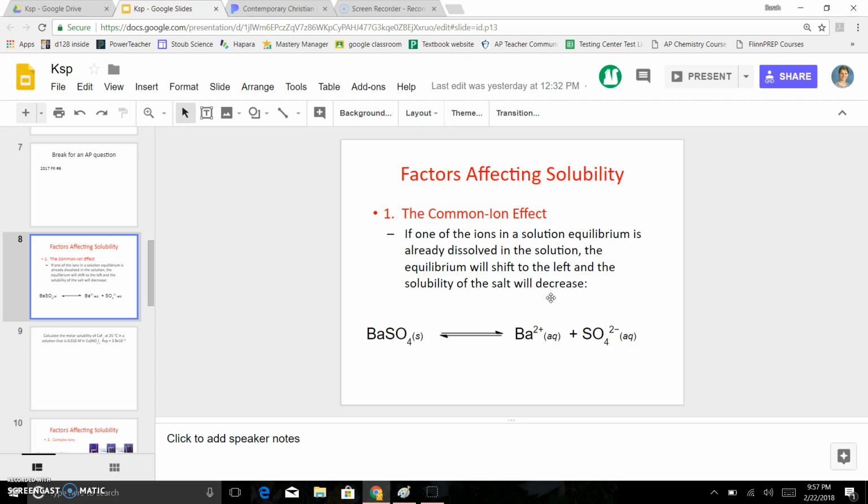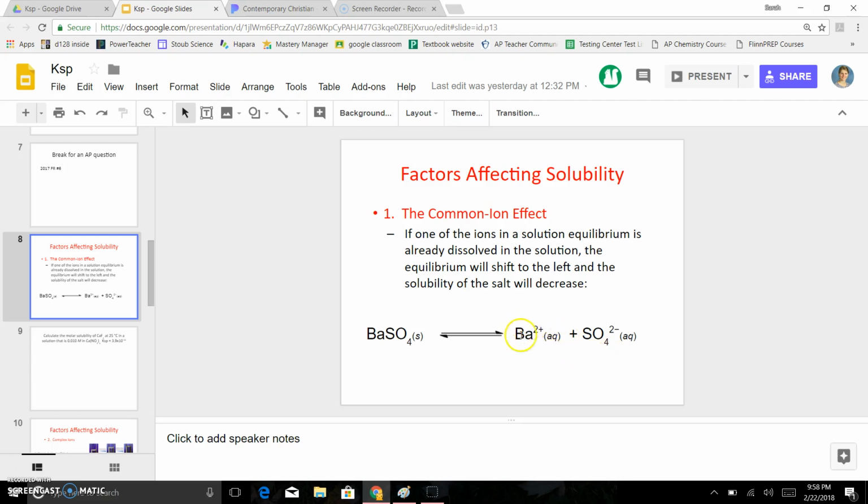Taking a look at what it means. If one of the ions in a solution equilibrium is already dissolved in the solution, the equilibrium will shift to the left and the solubility of the salt will decrease. Okay, that's a lot of words. What it's really saying is, if you've got a saturated solution, so in other words, most of it is a solid, but some has dissolved, the maximum of stuff has dissolved inside the solution. It looks like this at equilibrium.